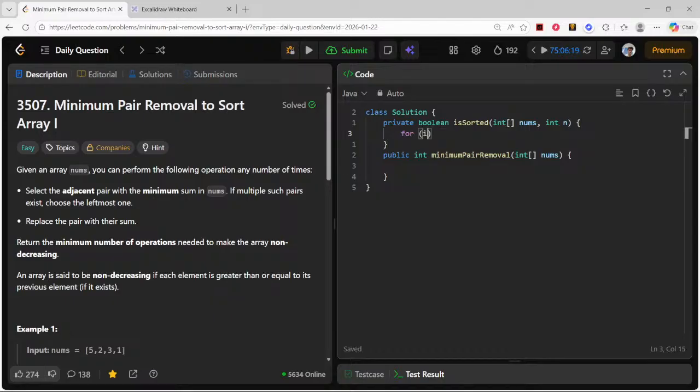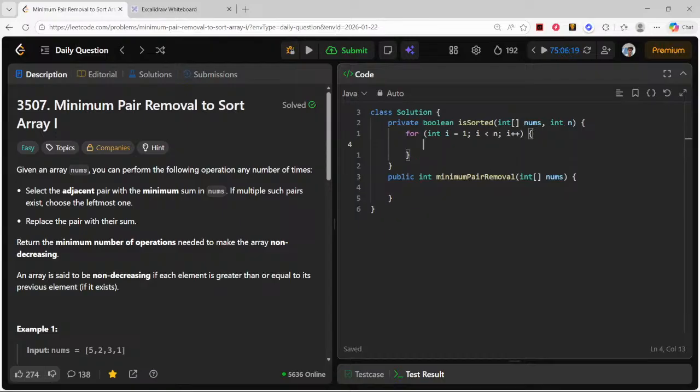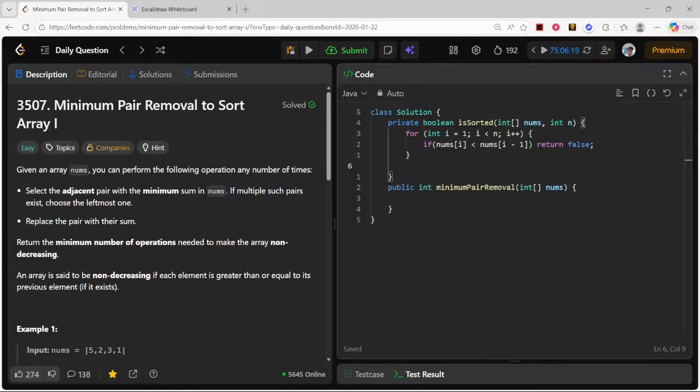So we put a for loop: for int i = 1, i less than n, i increment, right? Then if nums[i] is less than nums[i - 1], then return false, right? Otherwise return true.